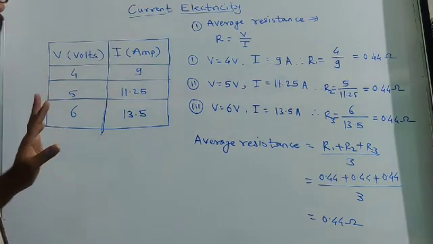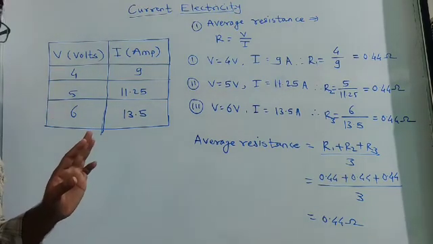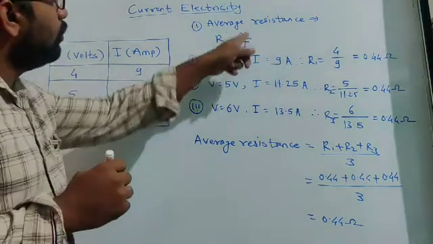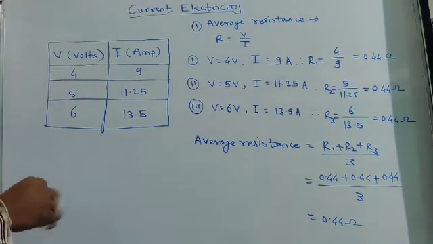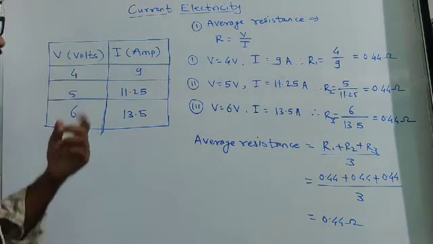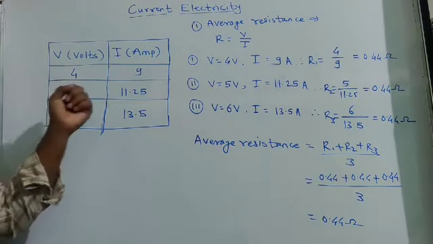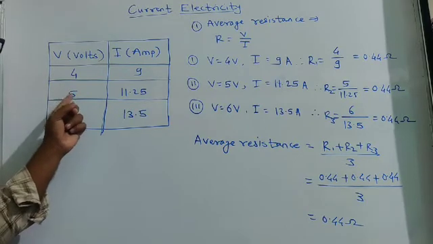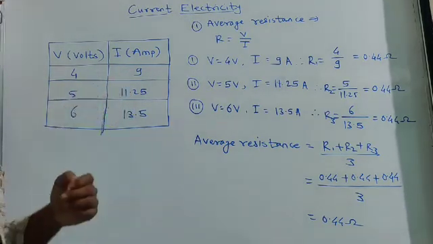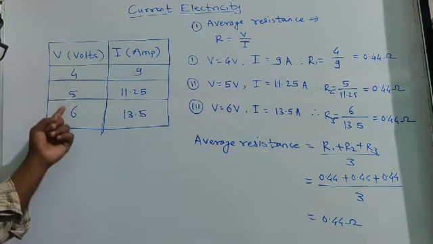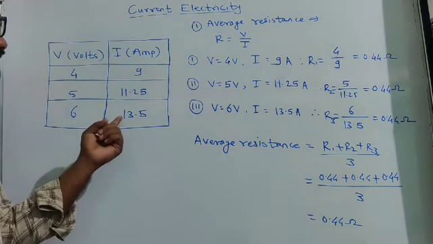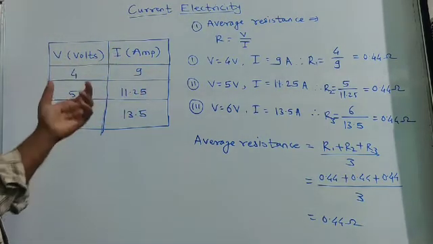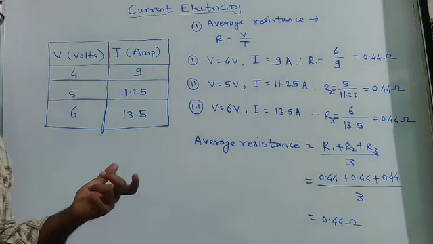So first we have to calculate resistance. We know the formula of resistance: resistance is given by voltage divided by current. If we observe the table, when voltage is 4 volts, the current is 9 ampere. When voltage is 5 volt, the current is 11.25 ampere. When voltage is 6 volt, the current is 13.5 ampere. These are the values of voltage and current.